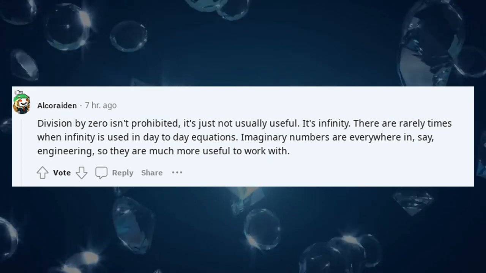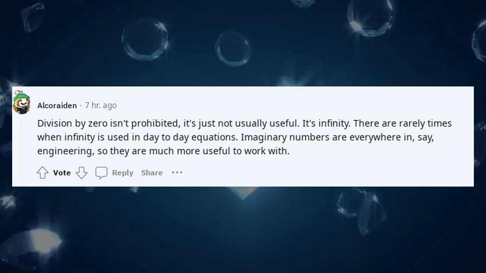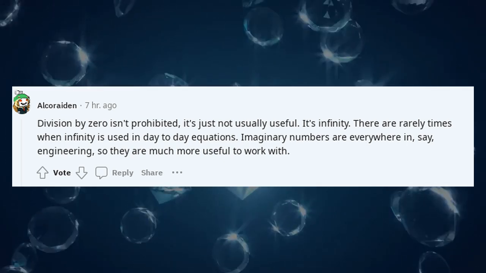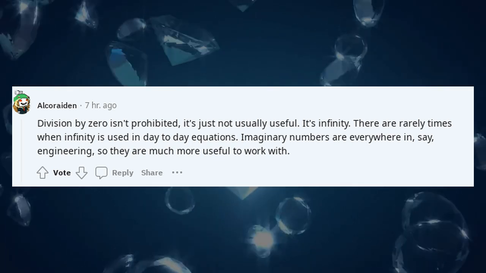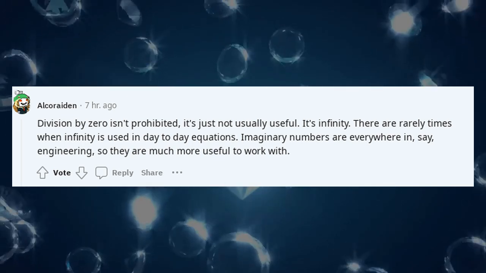Division by 0 isn't prohibited. It's just not usually useful. It's infinity. There are rarely times when infinity is used in day-to-day equations. Imaginary numbers are everywhere in, say, engineering, so they are much more useful to work with.